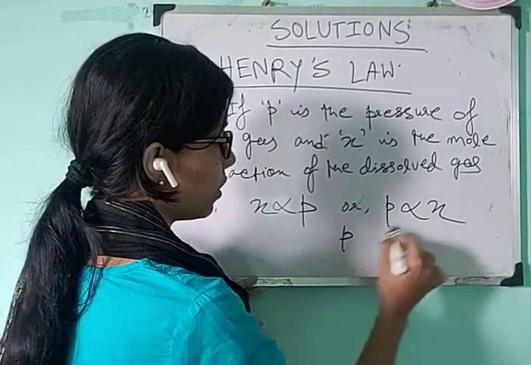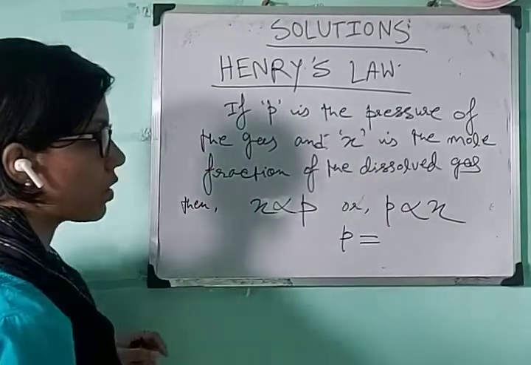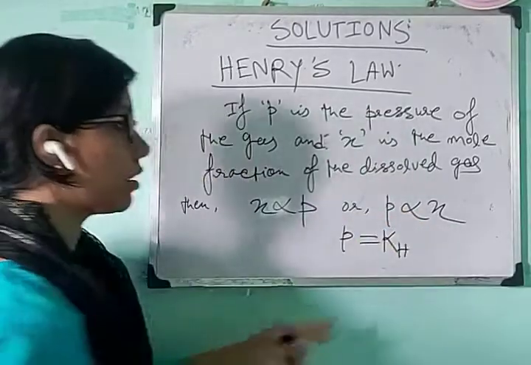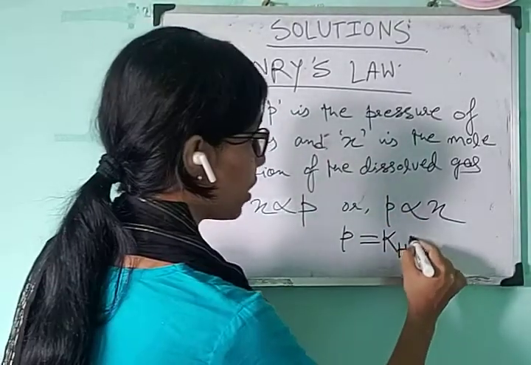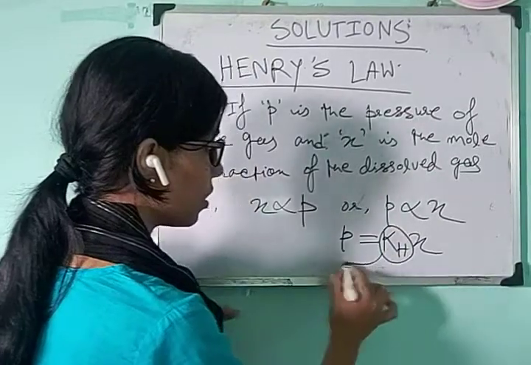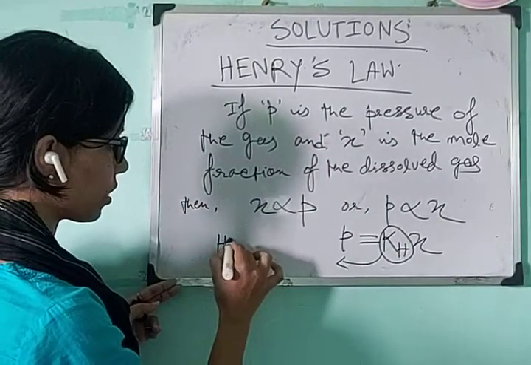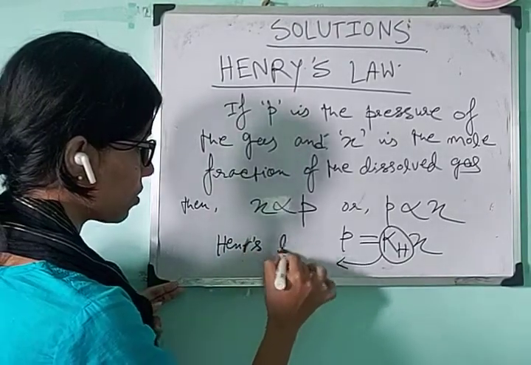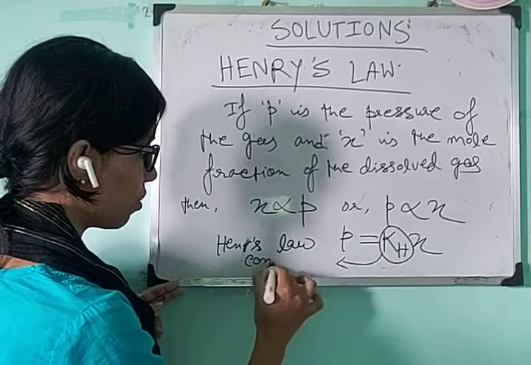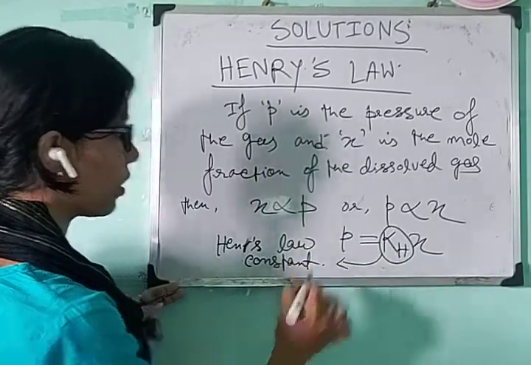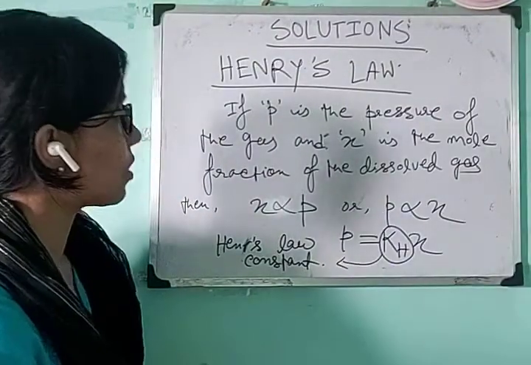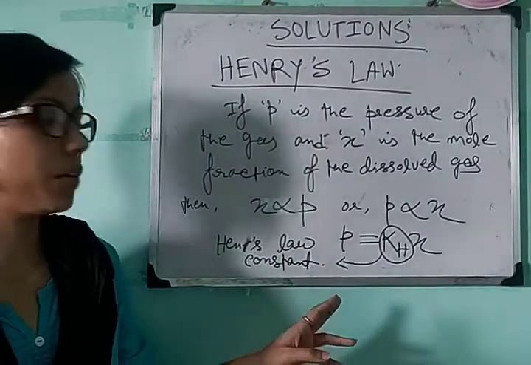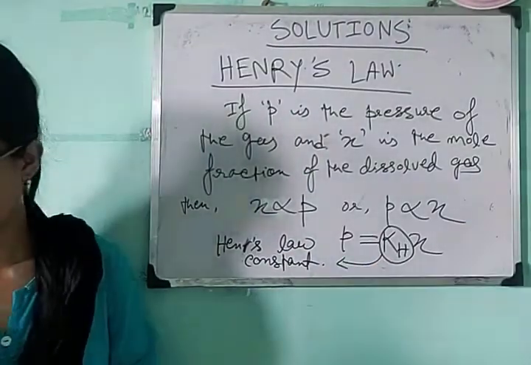Then we eliminate the proportionality sign and give the proportionality constant: P equals Kh into X. Kh is the proportionality constant, and it is termed Henry's law constant. So this is the mathematical form of Henry's law, and this is the Henry's law constant.